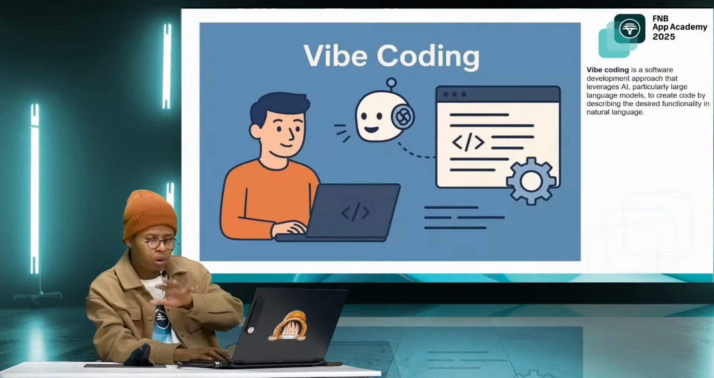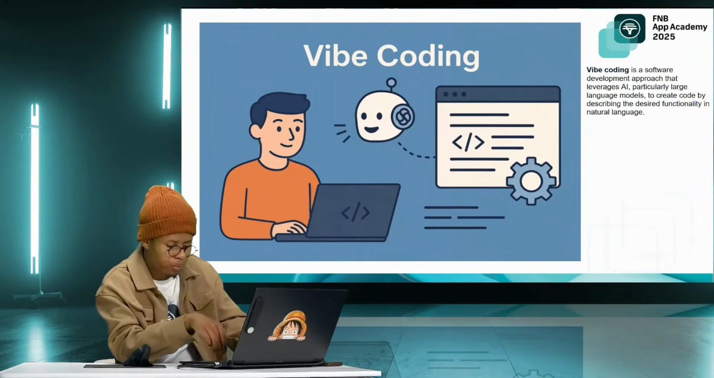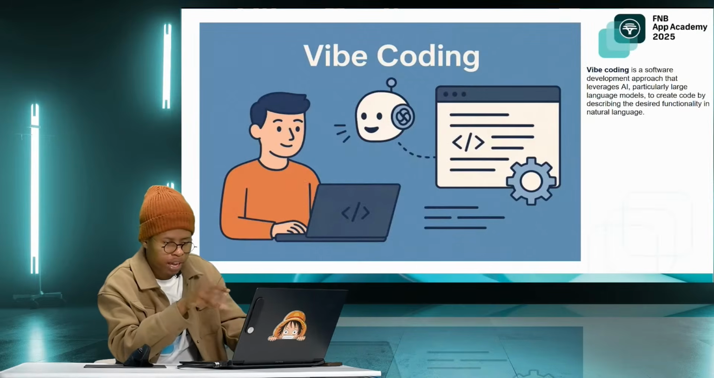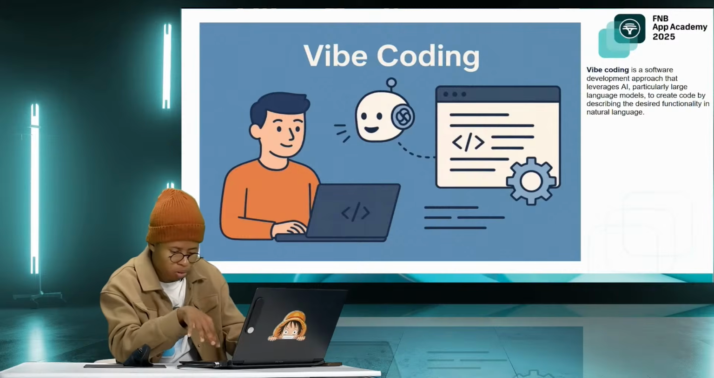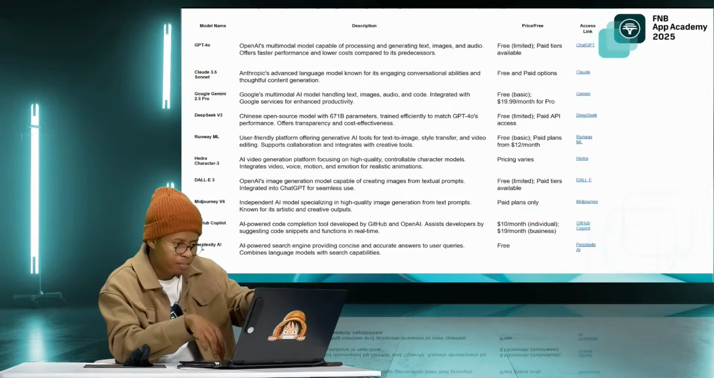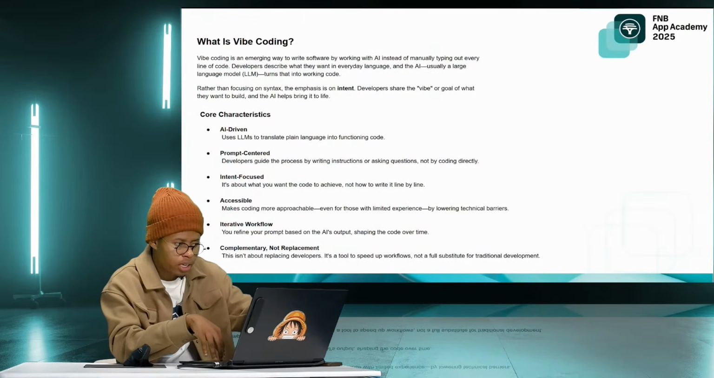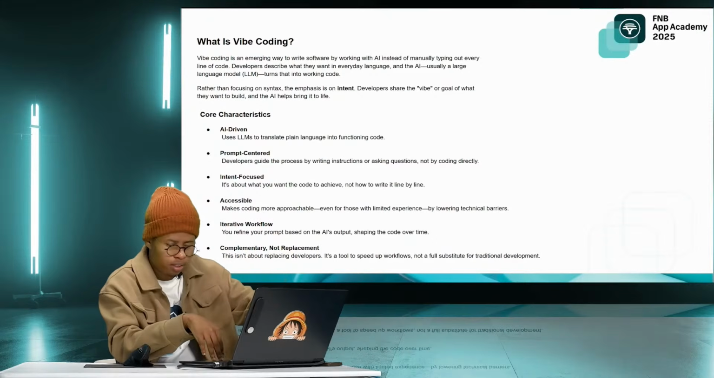Now, before we get into the vibe coding side, I want to explain a little bit of vibe coding. It's a software development approach leveraging AI, particularly large language models, to create code by describing desired functionalities in natural language. That is vibe coding. Okay. So I did not list a whole lot of tools there, but I've listed a few basic tools. Then also here, what is vibe coding? Characteristics: AI-driven, prompt-centered, focused, accessibility, all these things are there as well.